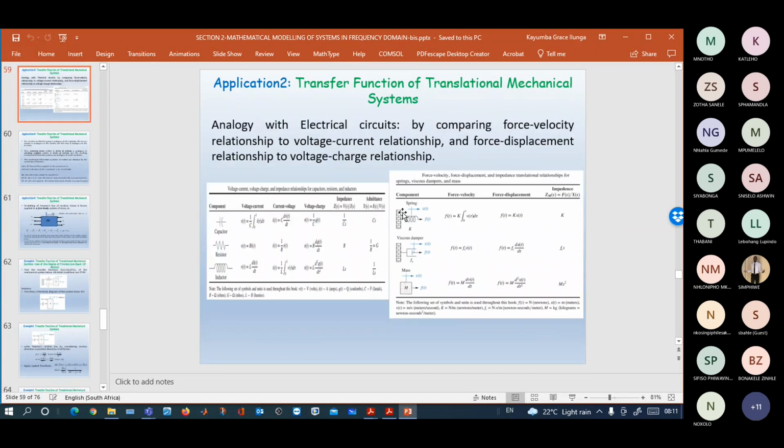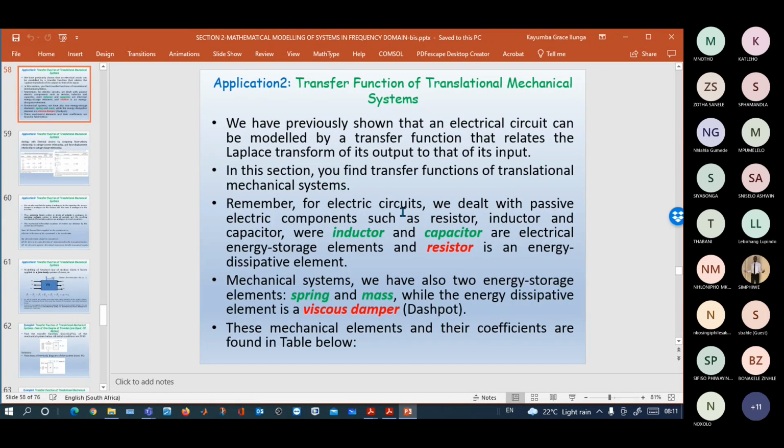Okay, now we are going to start the modeling of the mechanical system. So we're going to do the translational mechanical system. We have rotational and translational. Translational means that the system is doing only translational movements. So this is what we are going to do here.